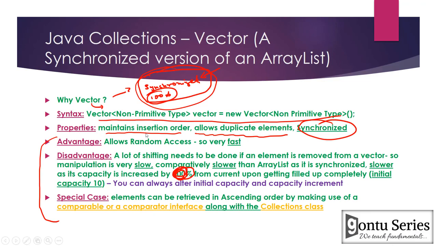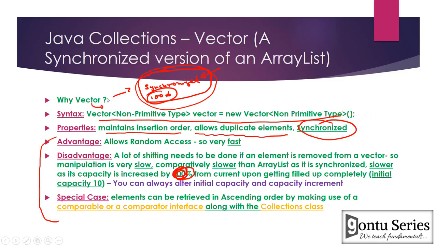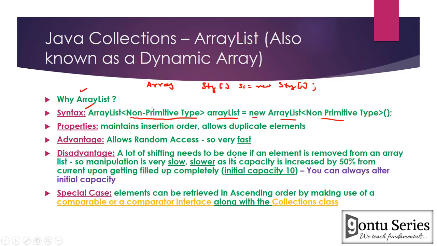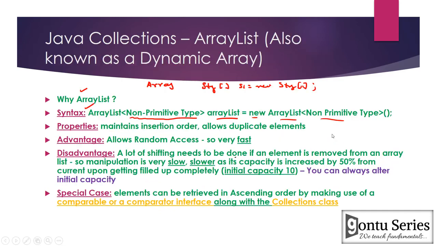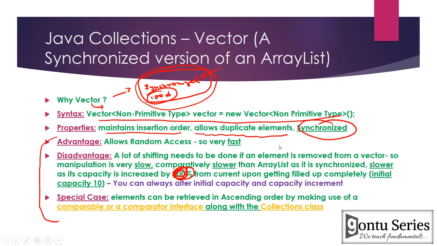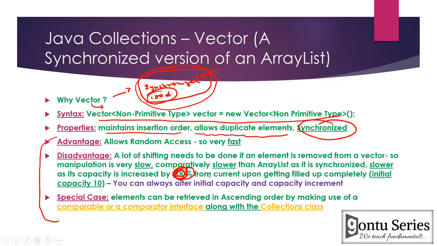Okay, see, if you look at the slide, if you look at this presentation, everything is the same, not even a single change, except that I'm using the word ArrayList here and vector here. The only difference is synchronized, which I've added here, and here there's no synchronized. Here I've specified 50% and here I've specified 100%. That's the only difference. I guess that's enough, right?